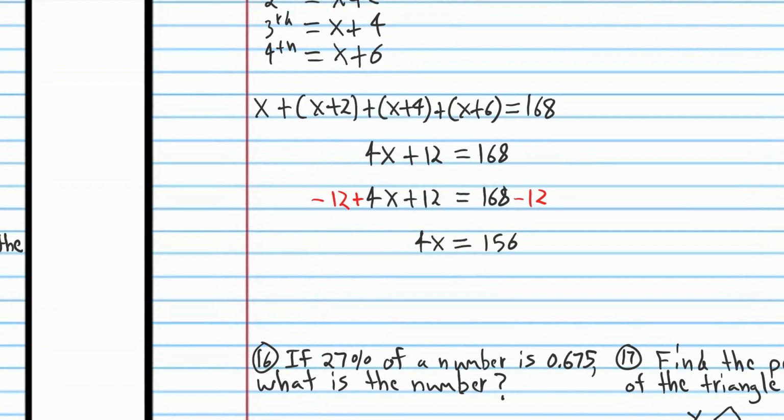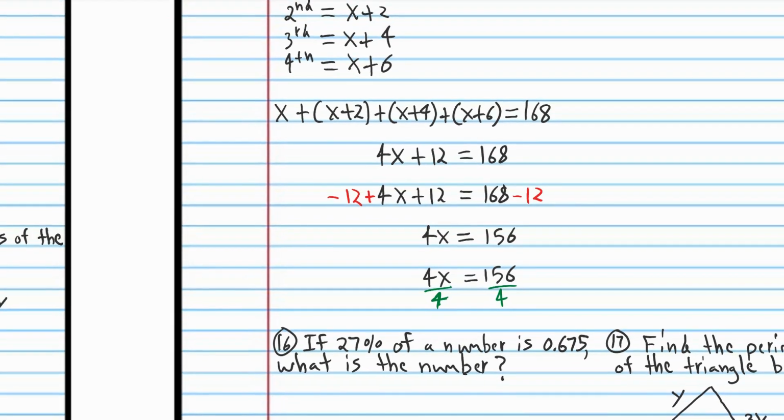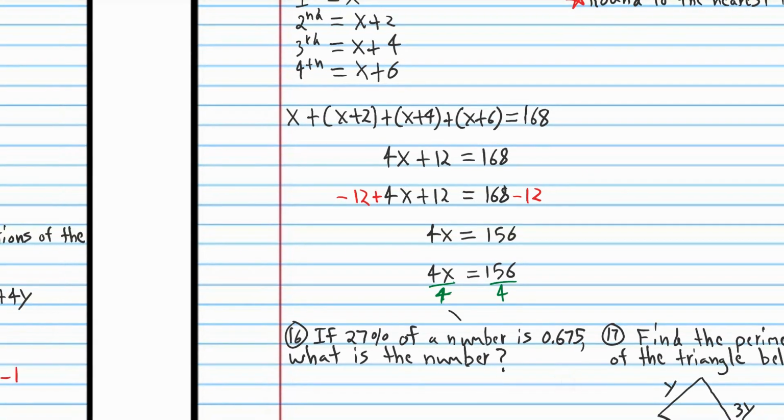So rewrite that equation. Divide both sides by 4. And 156 divided by 4. I'm just going to use the calculator for that. That's 39. So x is equal to 39. So that means the smallest of those odd integers is 39.